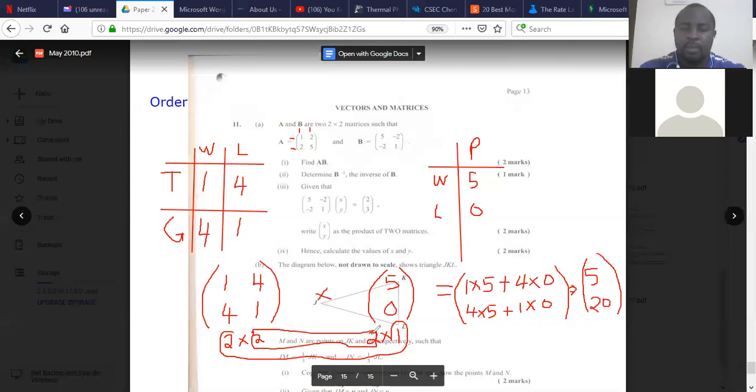We said that based on what we had, a 2 by 2 by a 2 by 1, we would have gotten the result to be a 2 by 1. All right? When we multiply them. Now, if you look at this, did you get a 2 by 1 as the answer? Yes, sir. And what does the rows represent? The first row, what does it represent?